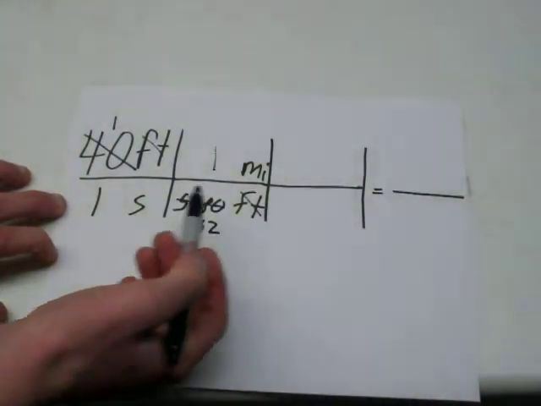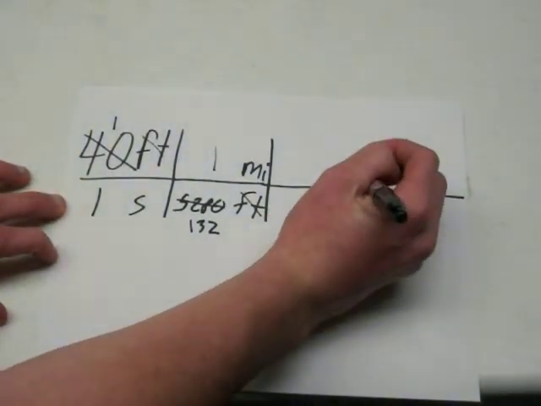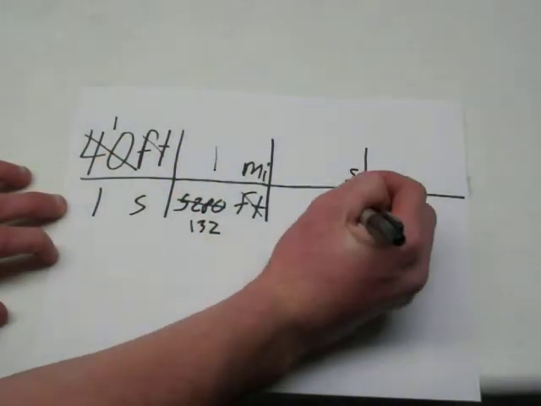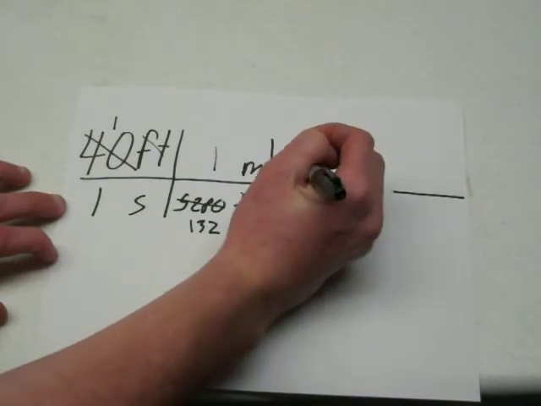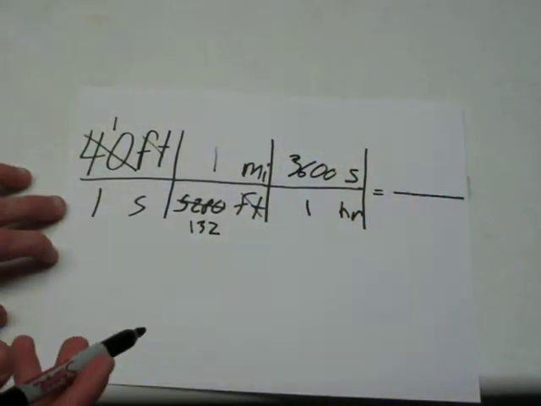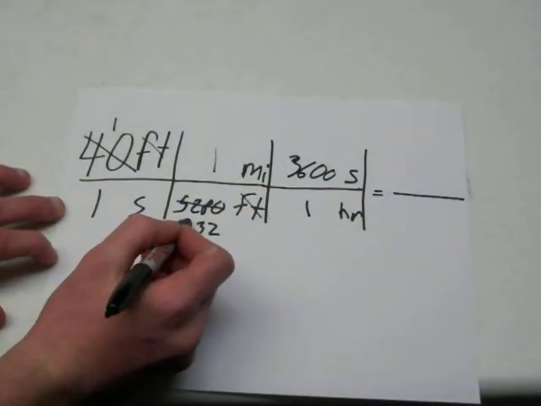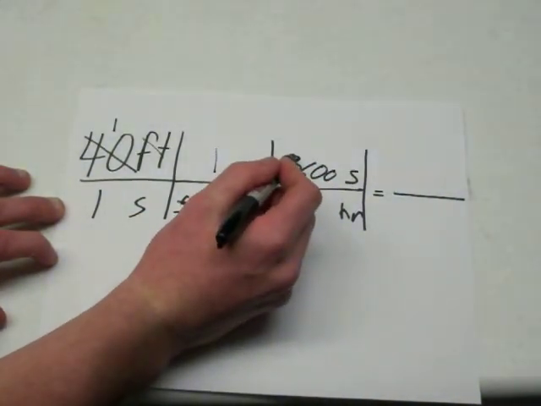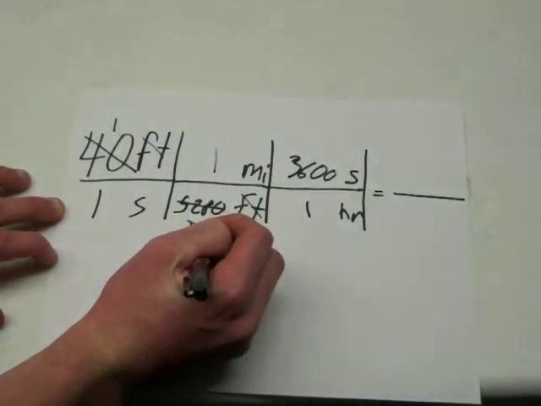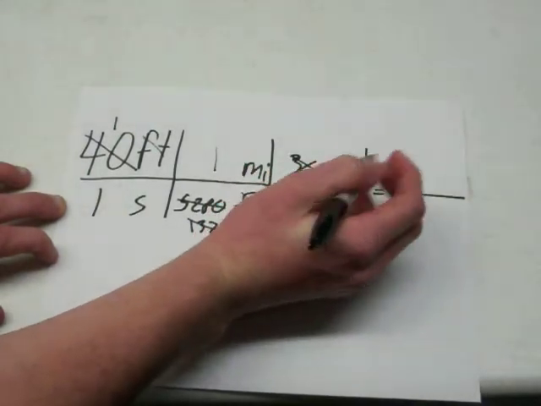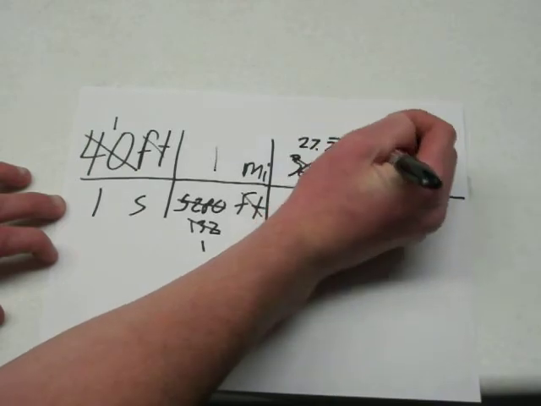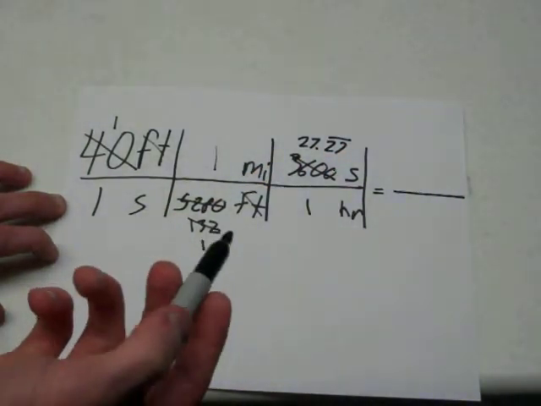So now in this box, you're going to convert the seconds into hours. You're going to put seconds on top again, just like we did with the feet, so in the end they'll cross each other off. And then you're going to put the hours on the bottom. 3,600 seconds in 1 hour. Now you can still reduce this. The 132 is going to divide itself out to equal 1, and 3,600 divided by 132 is 27.27 repeating.